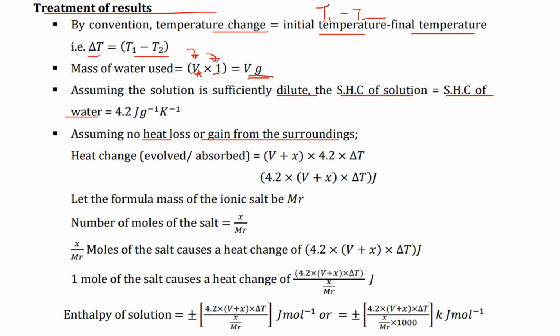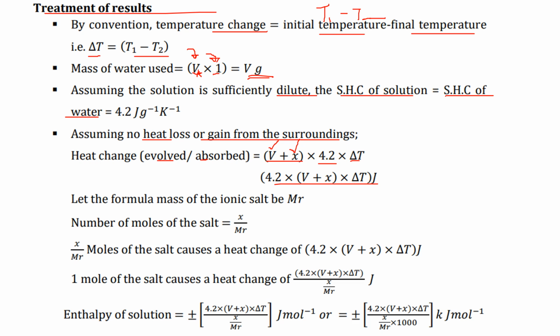So we're going to be saying that heat change evolved or absorbed is given by mass of any component. But remember that the total mass for this solution is going to be mass of water plus mass of the solid, or the ionic solid that we had. So to first get the heat change of the solution, it is going to be equal to V plus X, the total mass, times the specific heat capacity, which is 4.2, times temperature change.